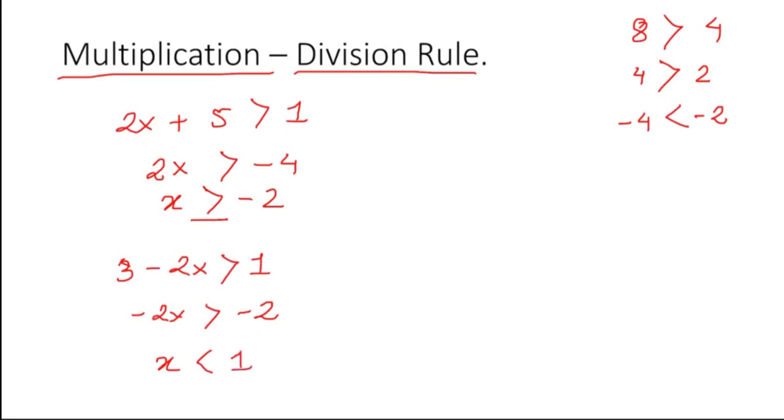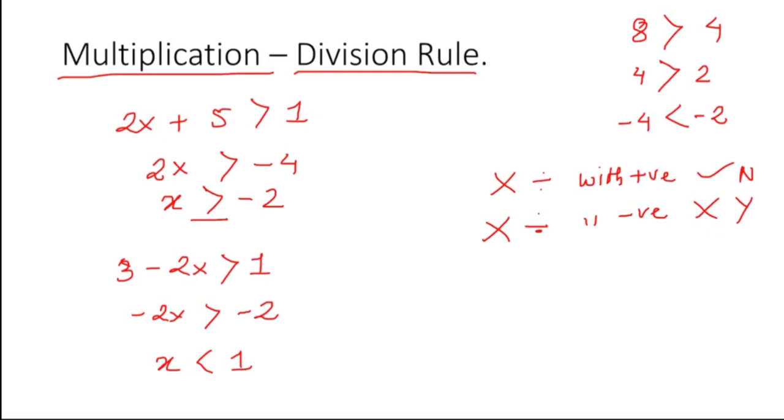So the observation that we can make here is, when we multiply or divide both sides of an inequality with a positive number, the sign of the inequality does not change. But when we divide with a negative number, the sign of the inequality changes. So multiply or divide with a positive number, the sign does not change. But when we multiply or divide with a negative number, the sign reverses. So no change, and there's a change.